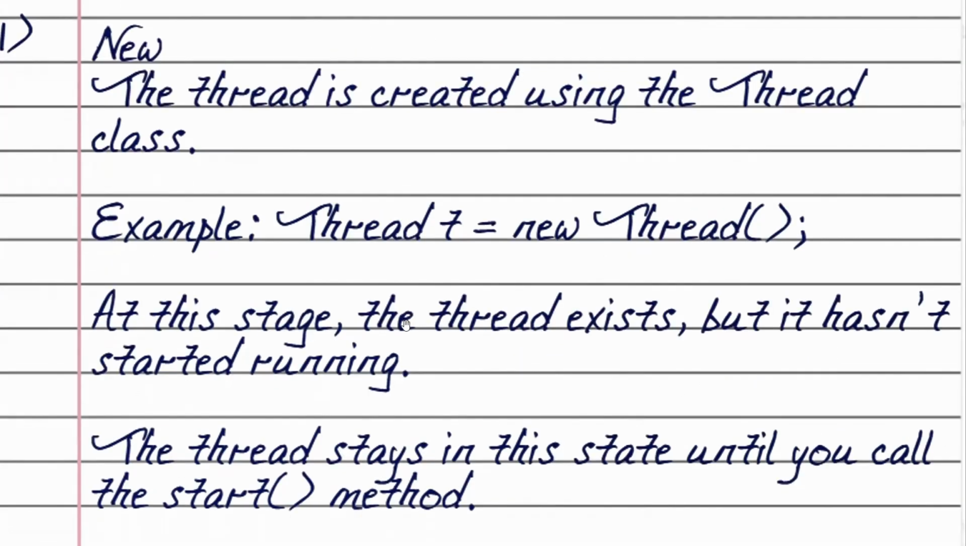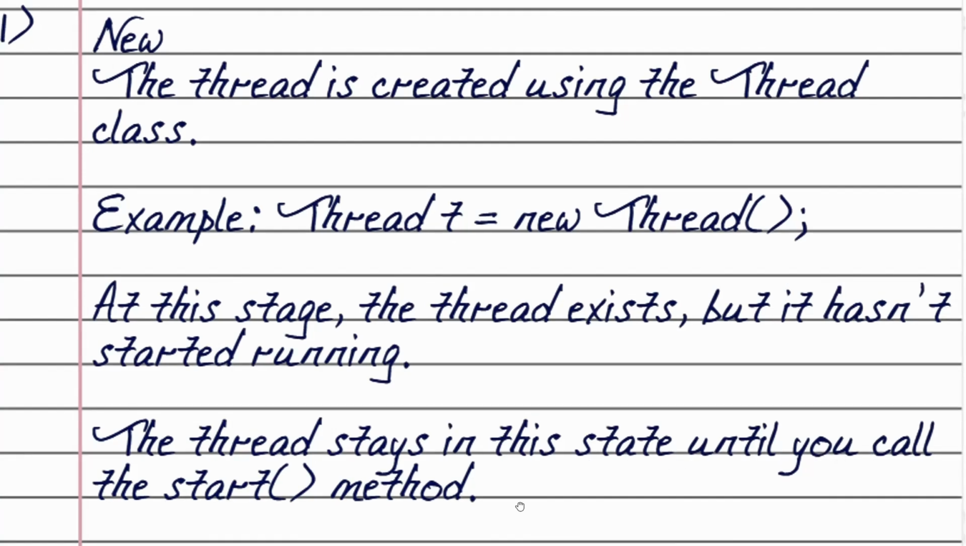In this stage, a thread exists, but it hasn't started running. A thread is created, but it doesn't start. It does not go to the running stage directly. The thread stays in this state until you call the start method. As you call the start method, the thread gets started. So if you do not call the start method, then the thread will remain idle. To start the thread, we use the start method.